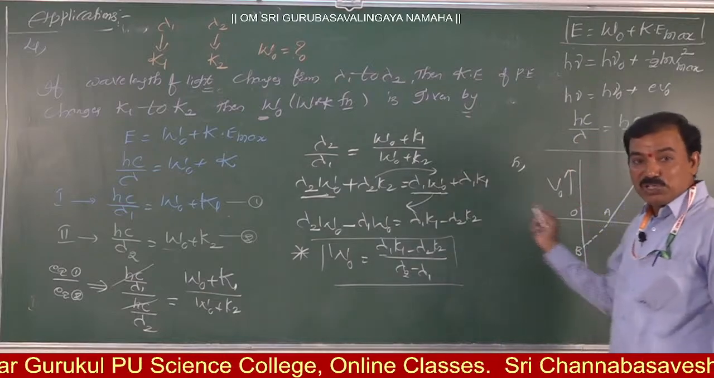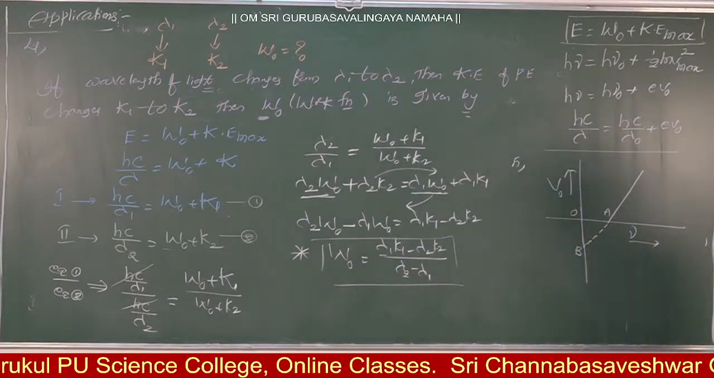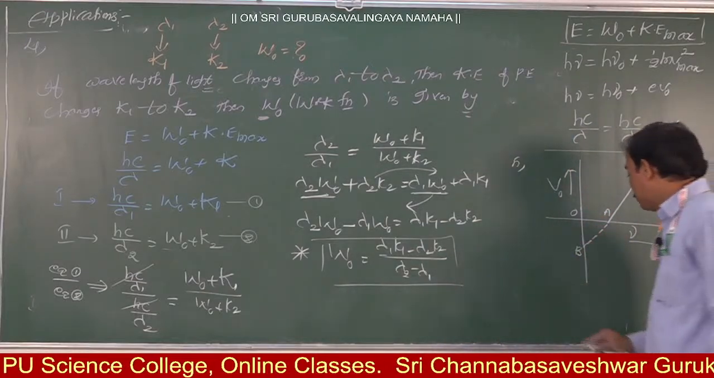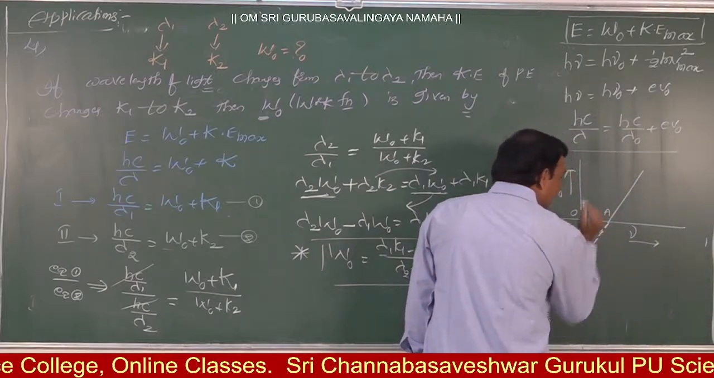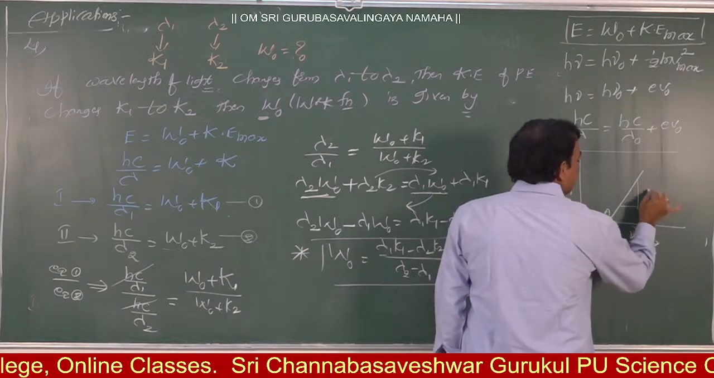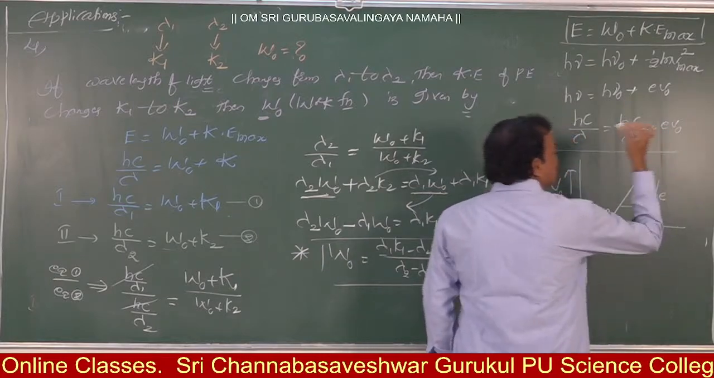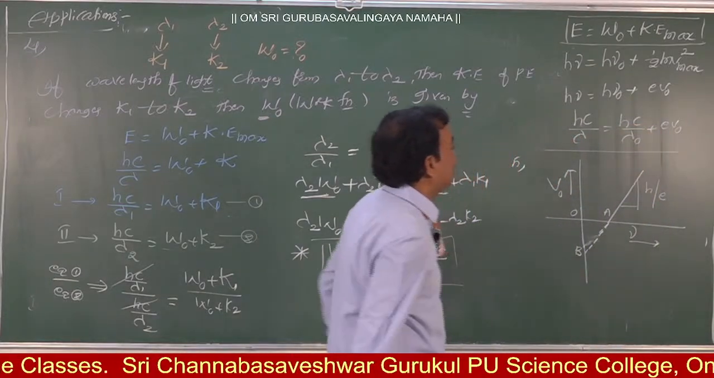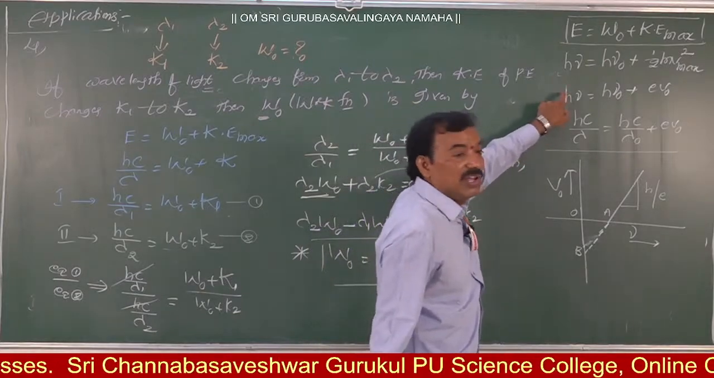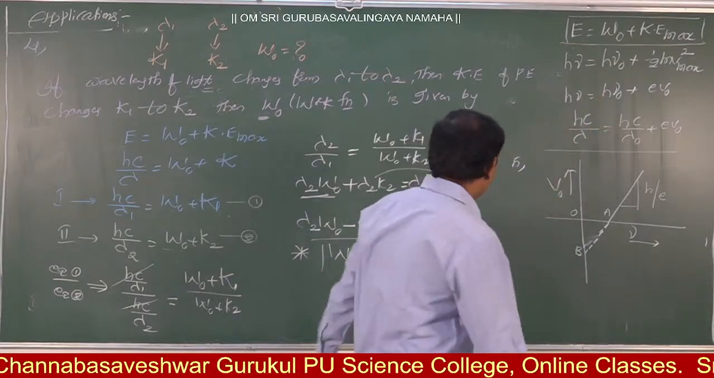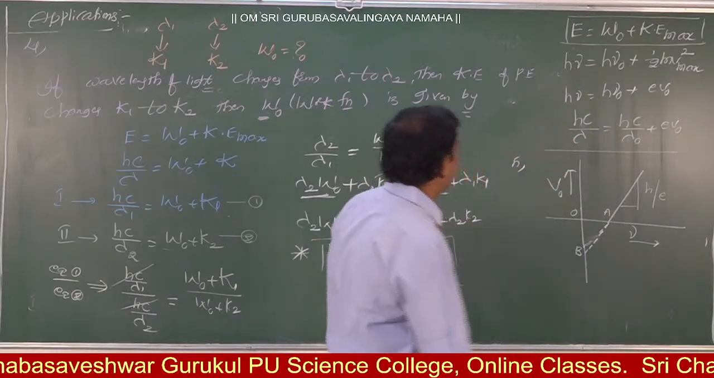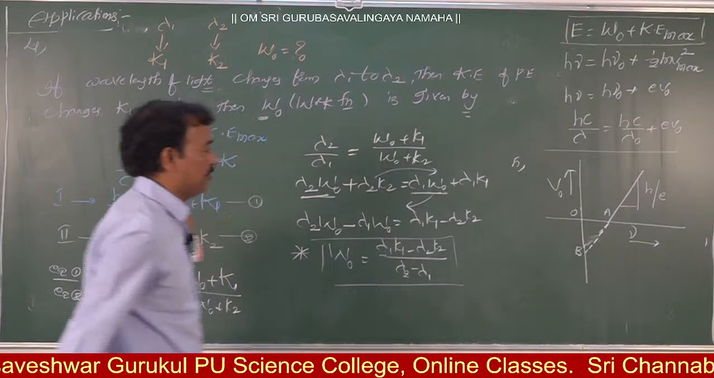In this case, what is the slope? What is the slope of the graph equal to? This slope is equal to h by e. How is this slope value obtained? From the same equation: h nu is equal to h nu naught plus eV naught. So once again I will write this equation. Again please note the fifth application.